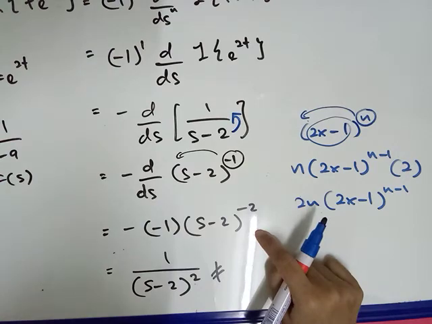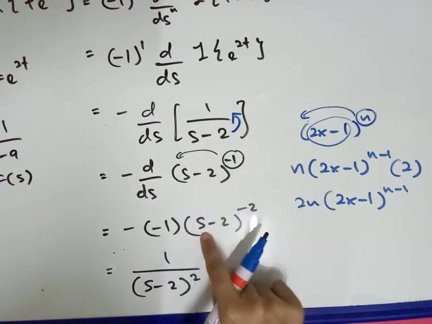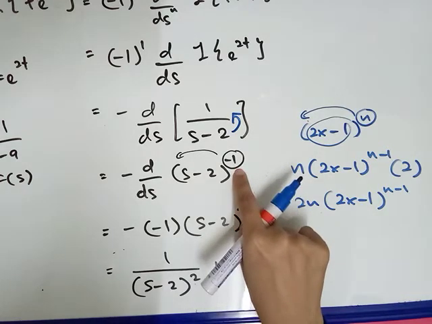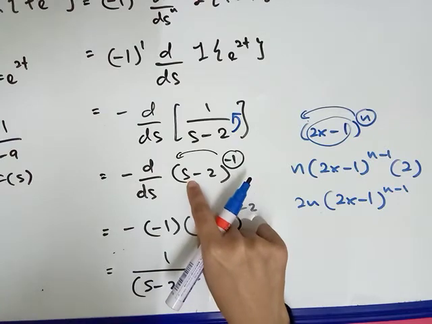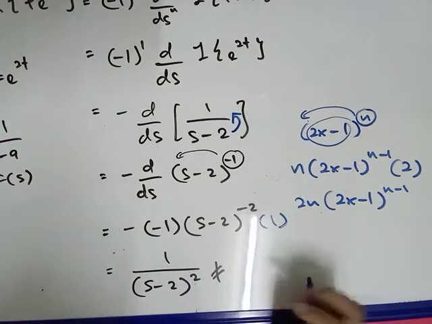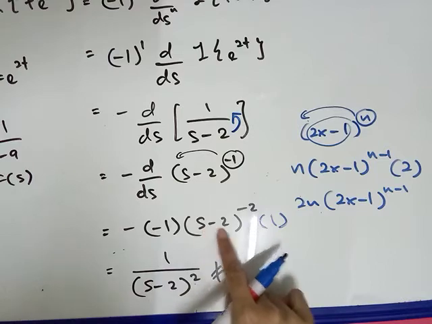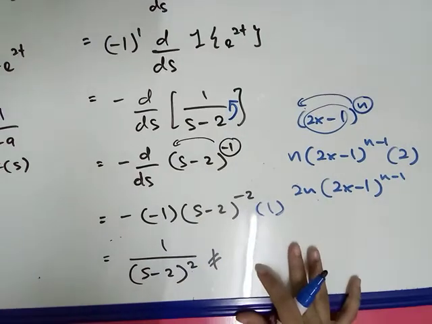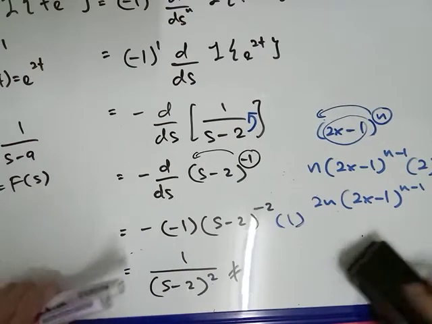Negative 1 is brought in front, multiplied with s minus 2, where negative 1 minus 1 gives negative 2. Then differentiate s with respect to s, and we get 1 here. So it is still negative 1 multiplied with s minus 2 to the power negative 2. Did you get it now? Okay, look at question B.